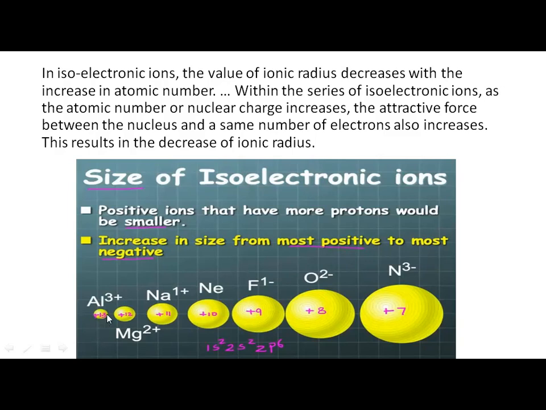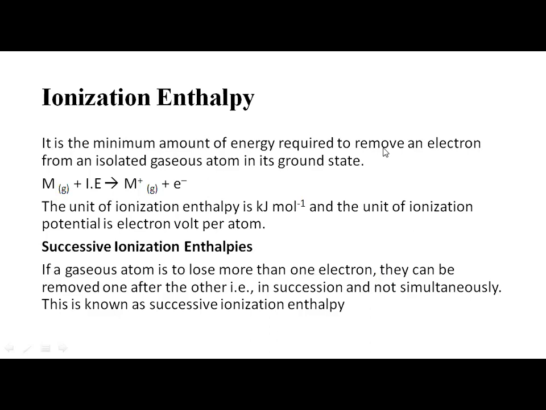So you can see here, aluminium smallest, magnesium, sodium, neon, fluorine, oxygen, and then nitrogen. Yes, so positive ions that have more protons would be smaller. The size increases from most positive to most negative. This happens in isoelectronic ions. So questions are mostly asked on isoelectronic ions. So I hope this point is clear.